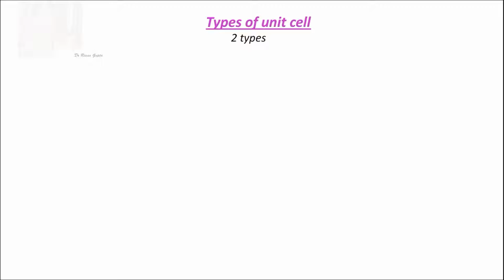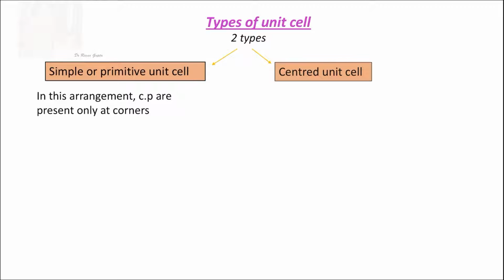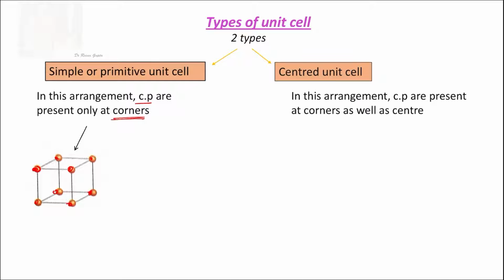Okay, the unit cells are of two types. First is the simple or primitive unit cell, and second is a centered unit cell. Okay, what is simple unit cell, or this can also be termed as primitive unit cell? In this arrangement, the constituent particles are present only at corners. Okay, like this. So these constituent particles are present only at corners.